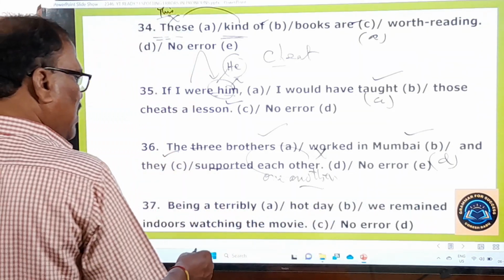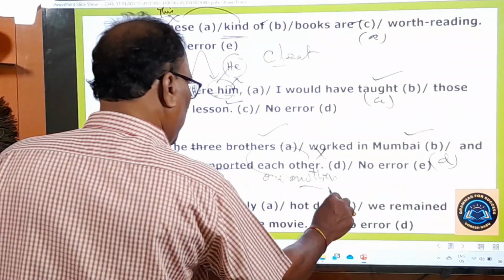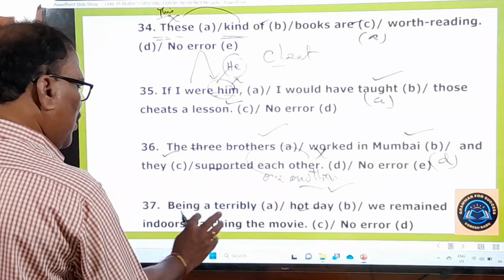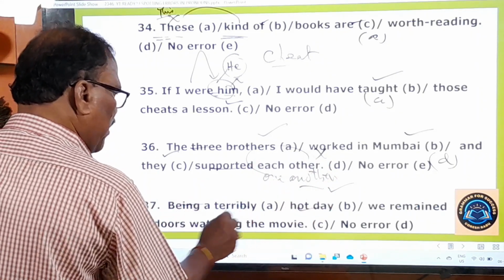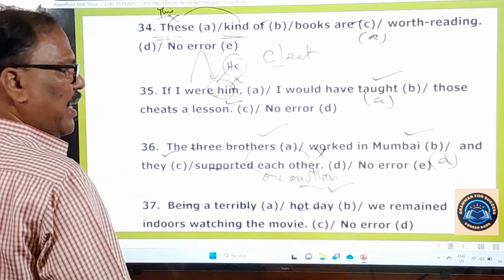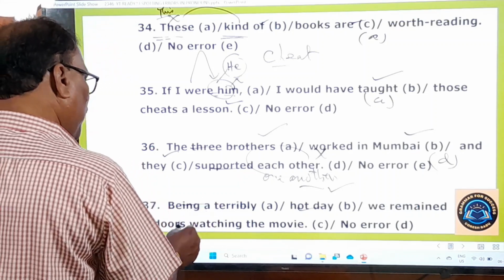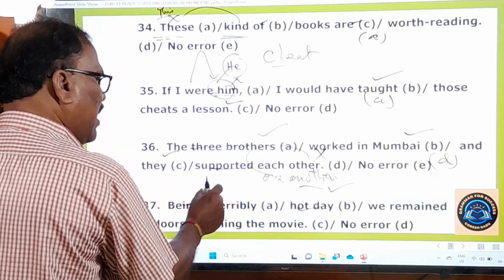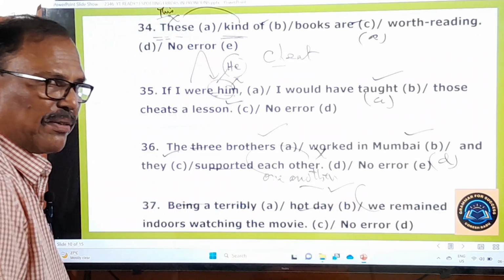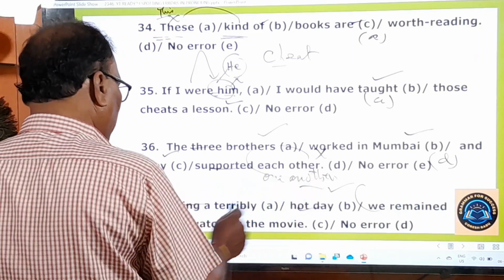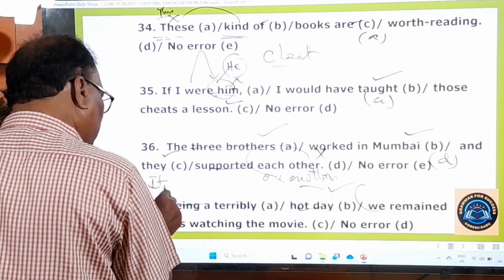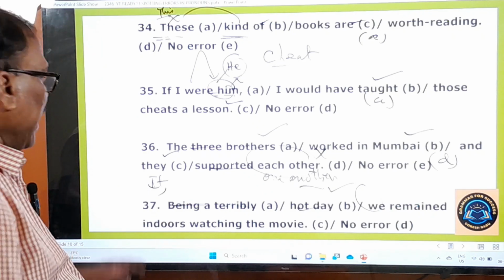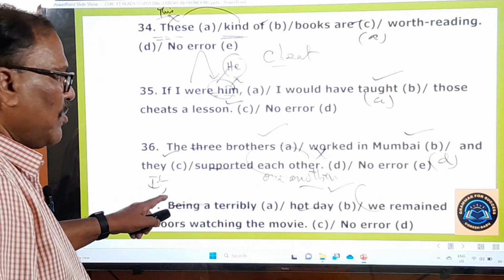So here this B part is okay and C part okay. Hot day okay. We remained indoors watching the movie okay. But this, being a terribly hot day, is there. In one part of the sentence we are talking about the day, in the other part we are talking about we. So to separate them, we should use the subject. Subject means it being a terribly hot day. It is missing here.